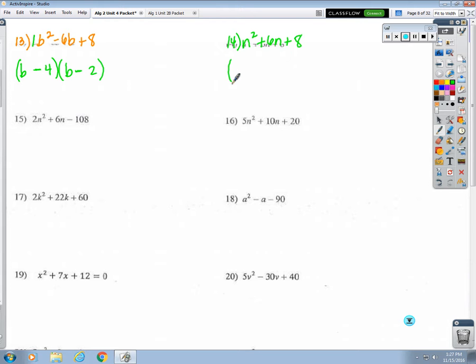Okay, so this time we need an n at the front of each one. And what numbers multiply to 8 but add to 6? 4 and 2. Okay, number 15. How is number 15 different? Right, it has a 2 in the front. It no longer has an A value of 1. So we're going to have to factor it by GCF.